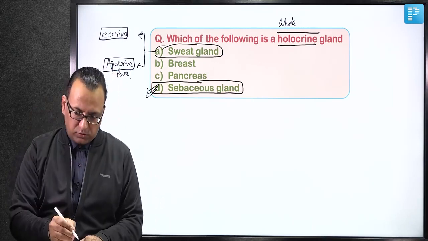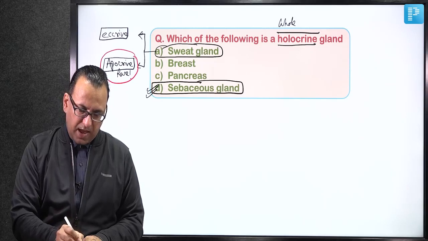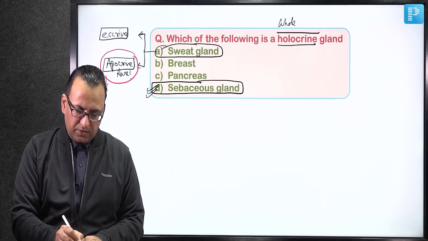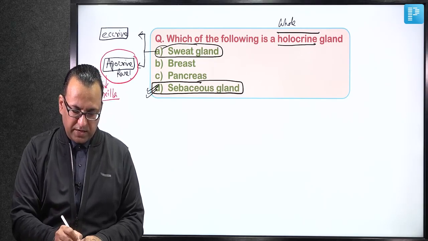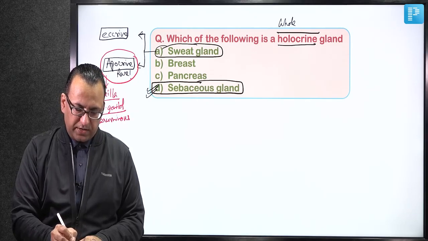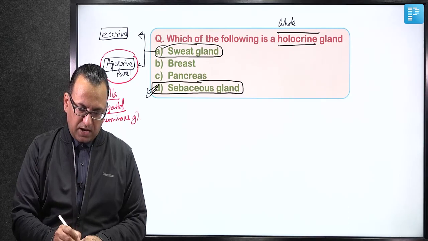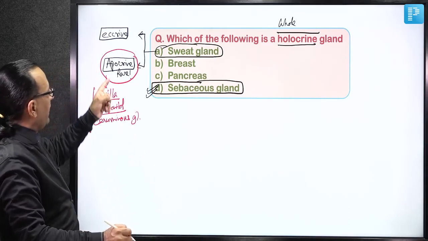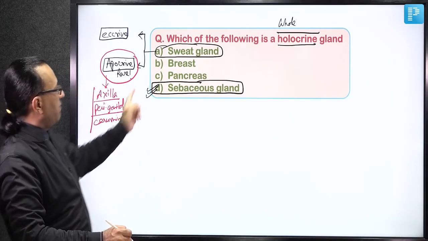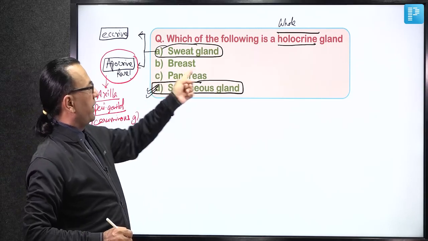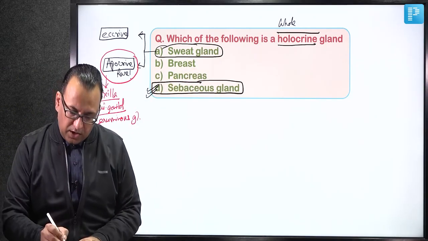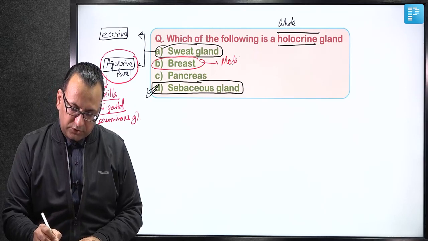So as you talk about the various examples under the apocrine variety of sweat gland, they are found in the axilla, in the perigenital area. And one other example is the ceruminous gland, a modified apocrine sweat gland. And let me tell you one more modified apocrine sweat gland. It is the mammary gland. So in the breast you have the glands, and these are modified apocrine sweat glands.